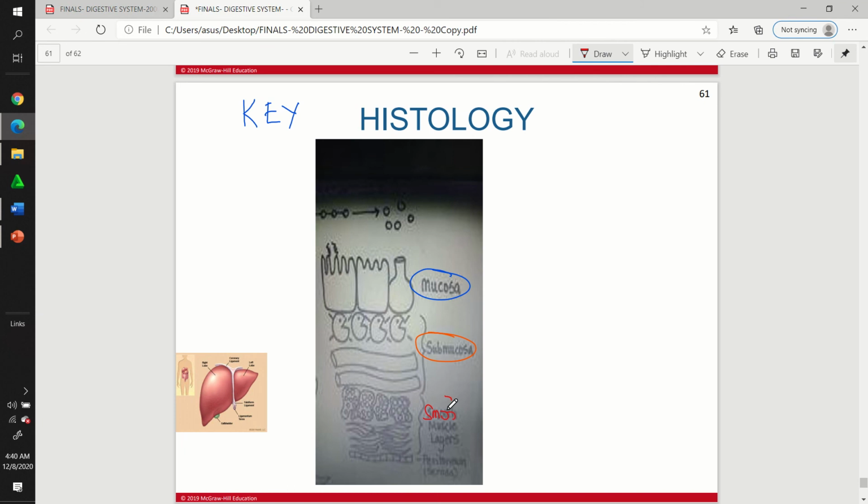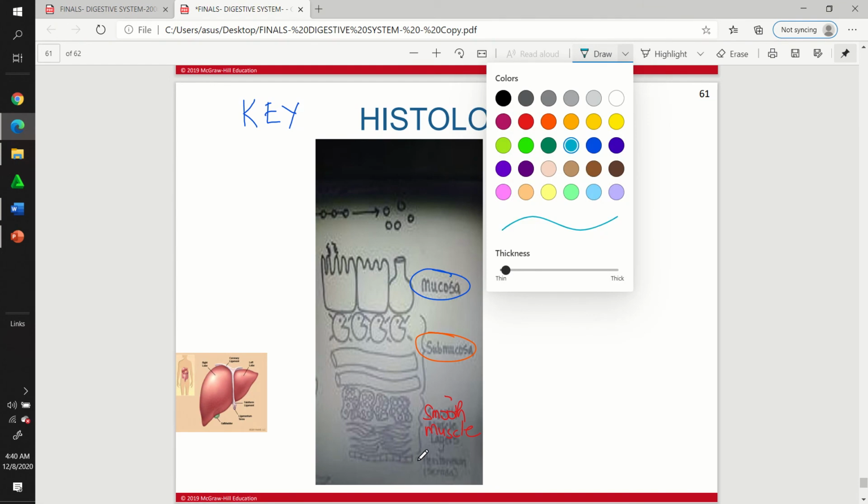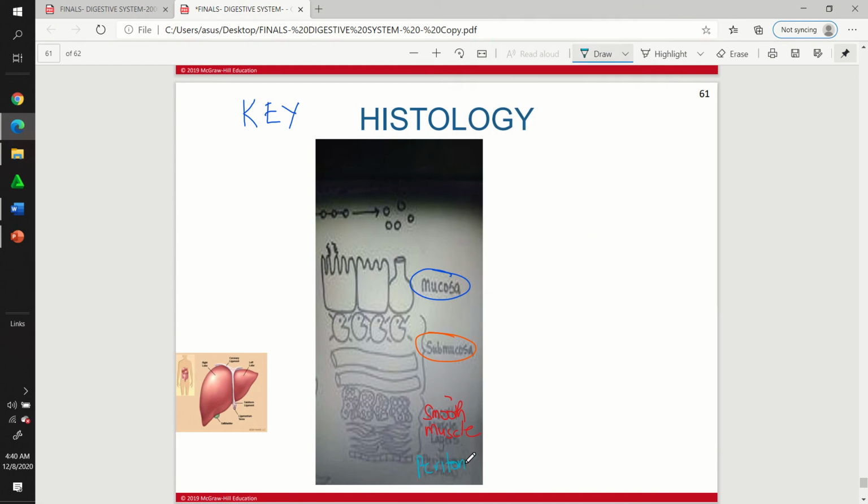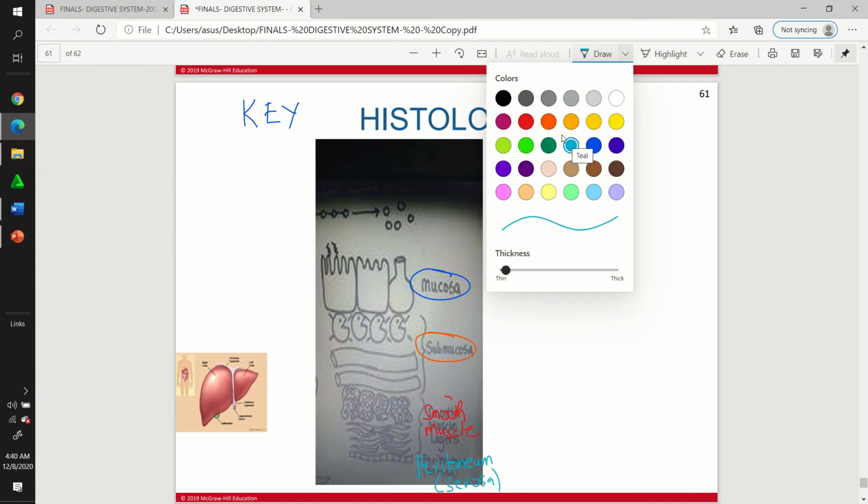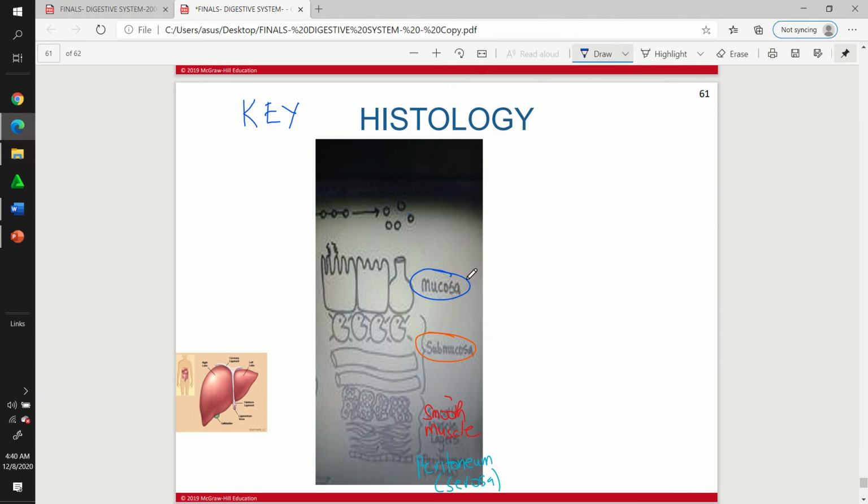Let me write that one, class. Your smooth muscle layers. And then we have your peritoneum, which is again your serosa level. So we have here the four layers. We have your mucosa, which contains what? Anong laman ng mucosa layer po natin?